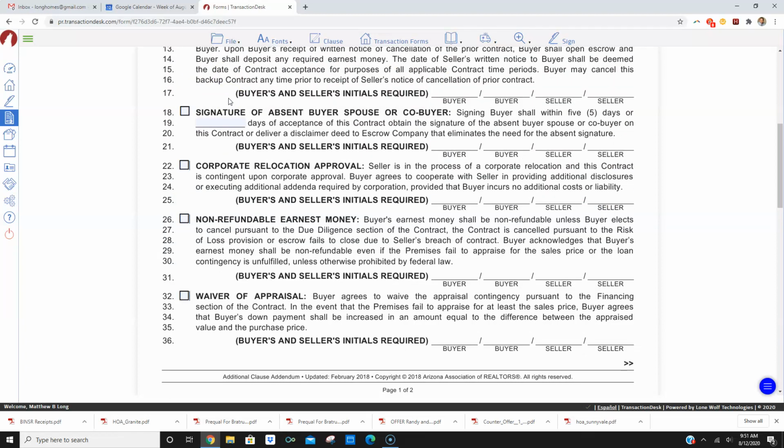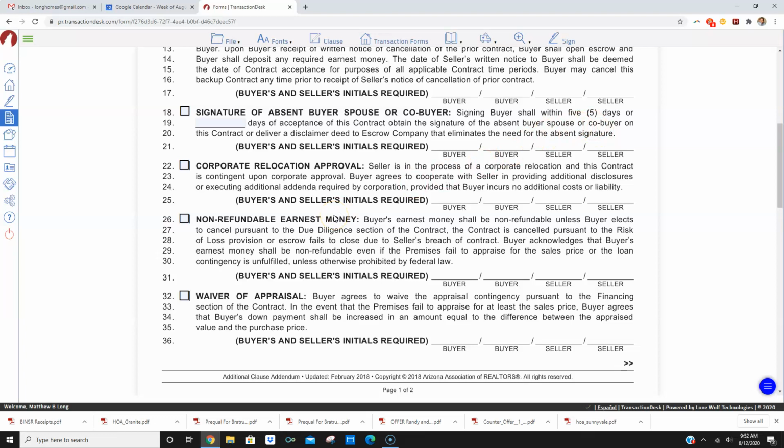All right, next thing we're going over, signature of absent buyer, spouse, or co-buyer. Signing buyer shall within 5 days of acceptance of this contract obtain the signature of the absent buyer, spouse, or co-buyer on this contract or deliver a disclaimer deed to escrow that eliminates the need for the absent signature.